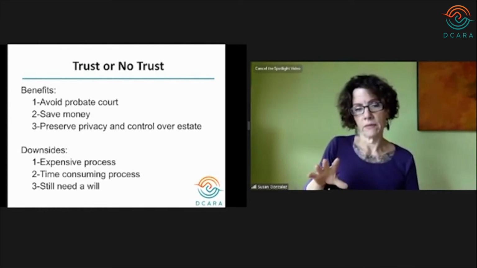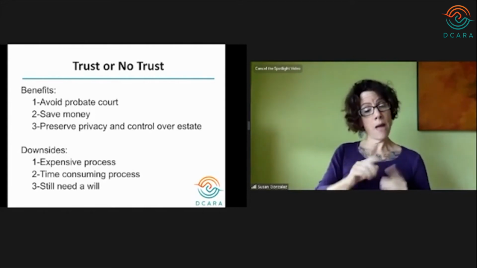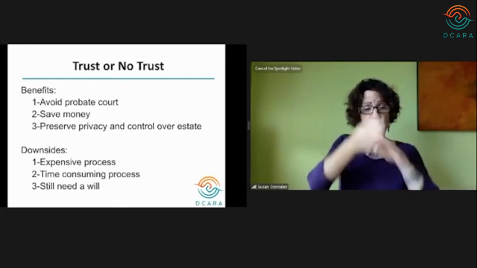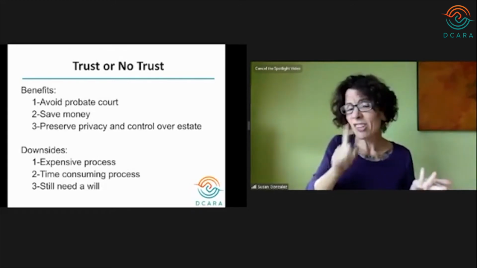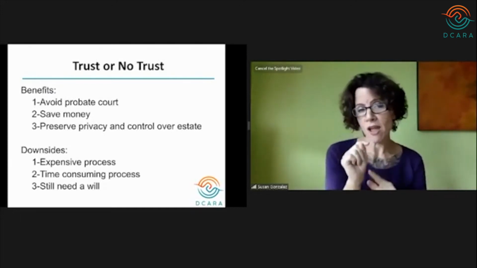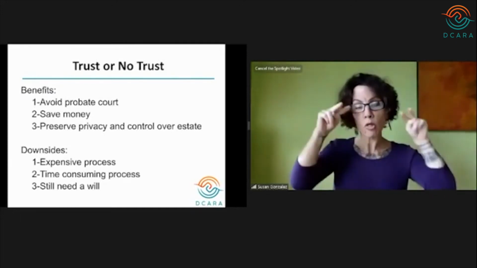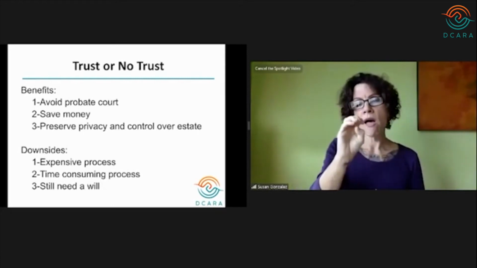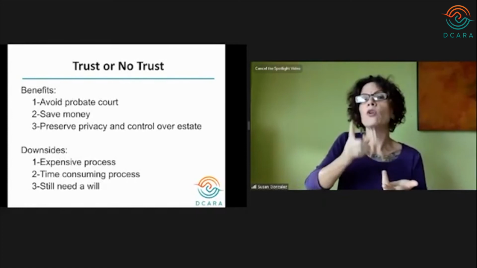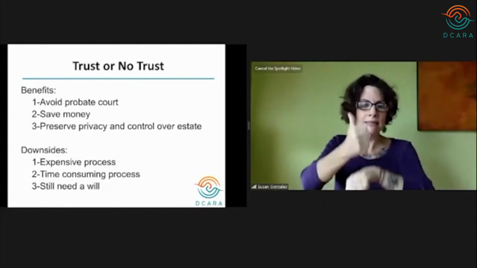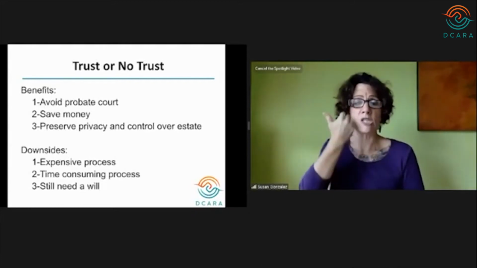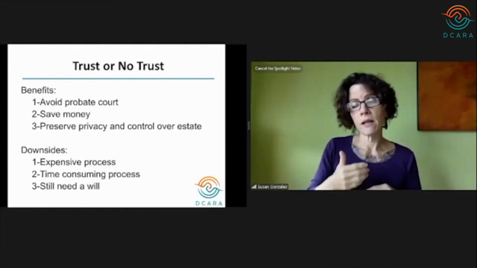At the same time, when you set up a trust, it can be very expensive. When I mentioned the value of my estate and looked at and analyzed that, it's really not beneficial for me to set up a trust. So you really want to look at the overall estate to determine if it's really financially reasonable to set up a trust.